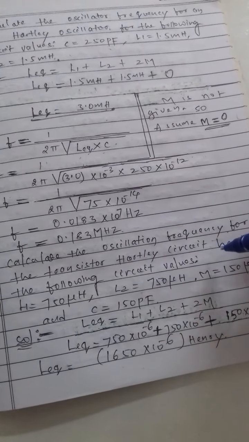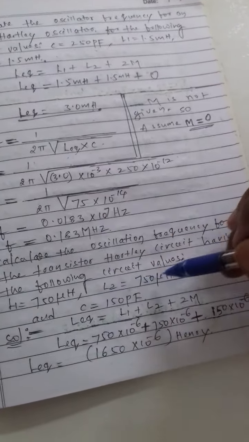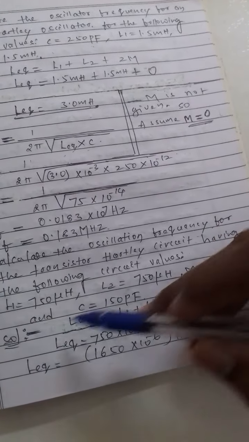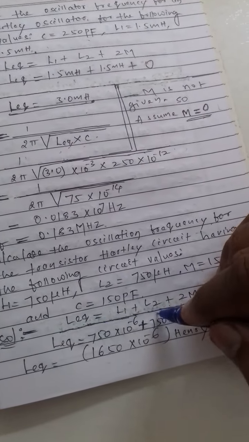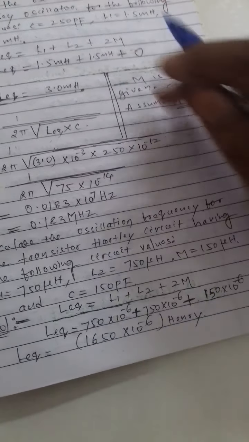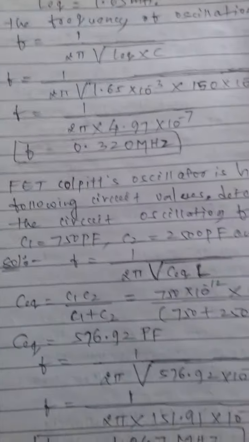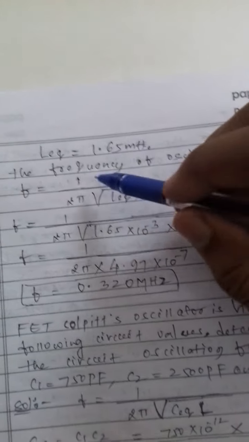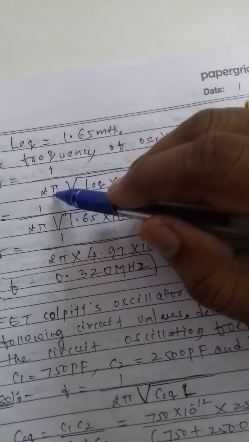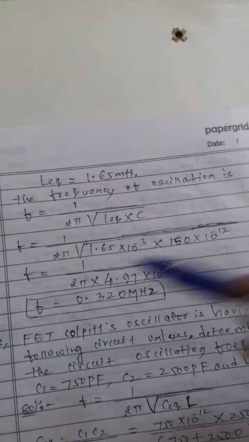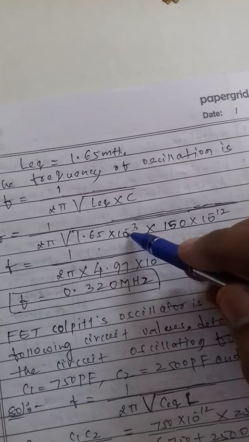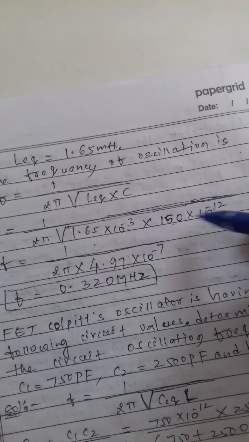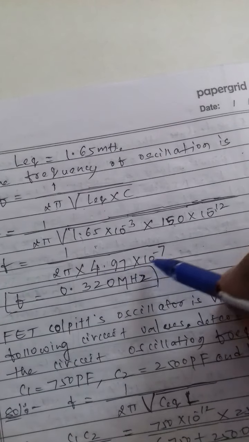Calculate the oscillation frequency for the transistor Hartley circuit having the following circuit values: L2, M and C. Equivalent inductance is L1 plus L2 plus 2M henry, which is equal to 1.65 millihenry. The frequency of oscillations is F is equal to 1 upon 2π square root of equivalent inductance into C, which is 1 upon 2π square root of 1.65 × 10⁻³ into 150 × 10⁻¹², so F is equal to 0.320 megahertz.